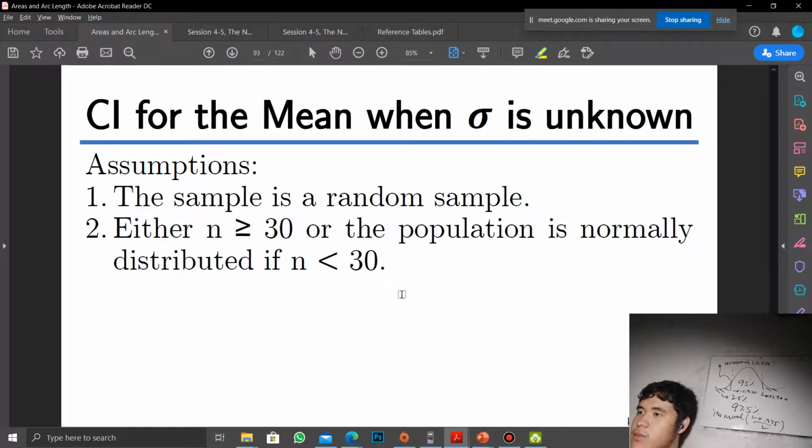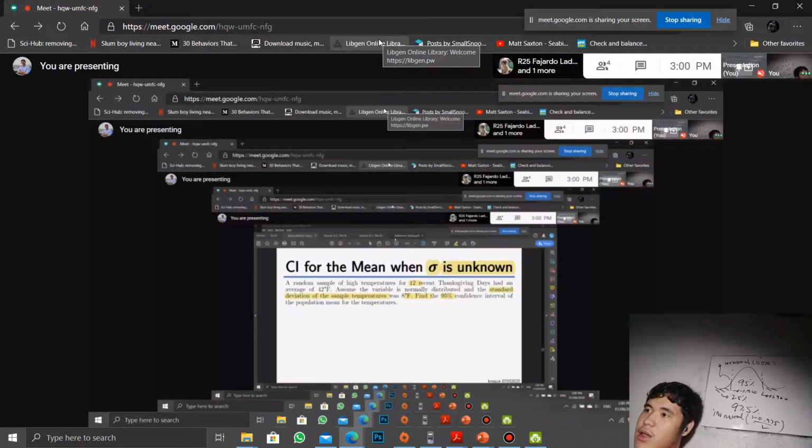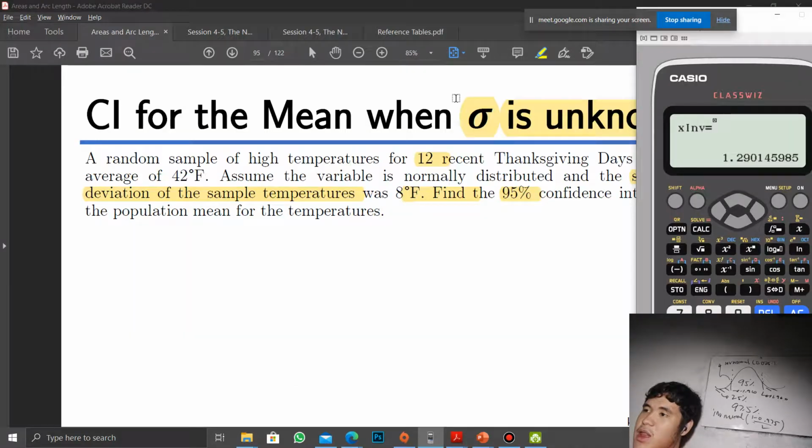Same pa rin ng assumptions. Example, n equals 12. Normally distributed naman. Okay, standard deviation of the sample. Pag ganon, hindi natin alam to. Find the 95% confidence interval. Let's look for the t-score first. T-score, 95%. Diba? T-score, 95%. Degrees of freedom equals 11, n-1.